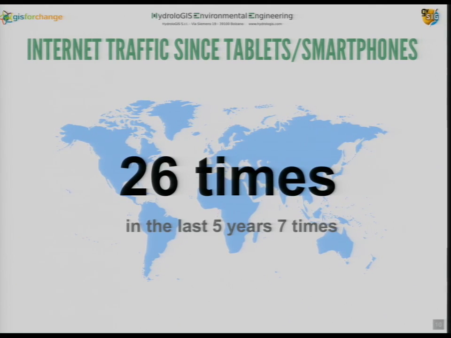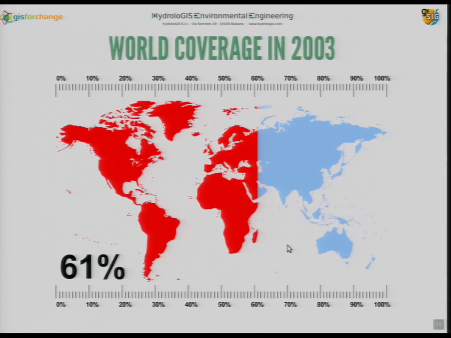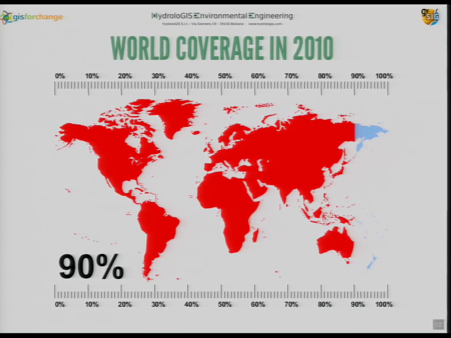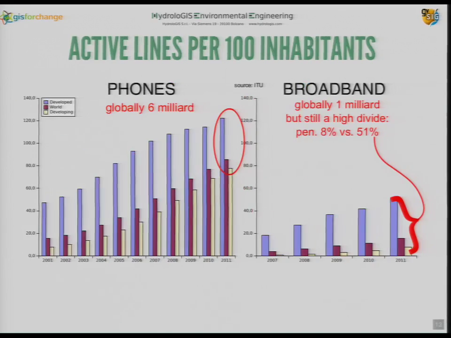The internet traffic, if you ever ask yourself, since the advent of tablets and smartphones, rose 26 times, and only 7 times in the last 5 years. The coverage of mobile connection was in 2003 around 61% over the world, and in 2010 we reached 90%. But how was this distributed properly?